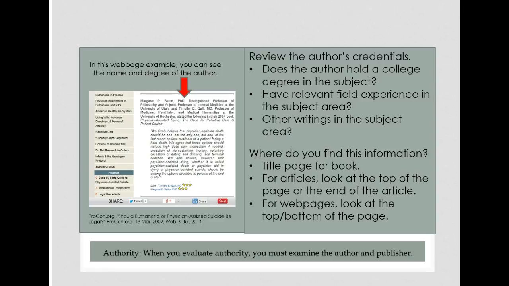So where are you going to find this information? The title page of a book usually lists the author and their credentials. For articles, look at the top of the article or the end of the article. And for web pages, look at the top or bottom of the page, and that will give you most of the information that you require. This is an example of a web page, and you can see right here the author gives their credentials and also where they are currently employed.